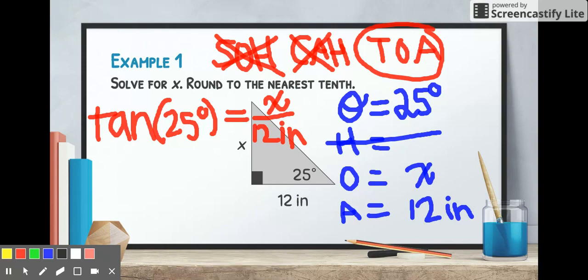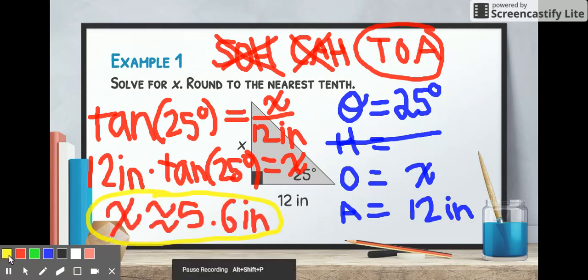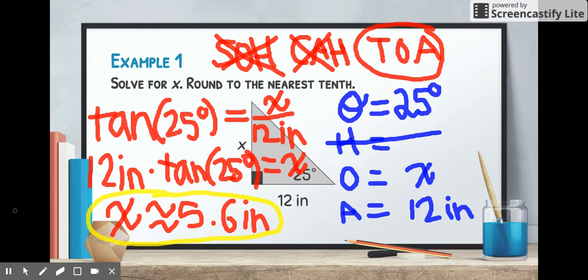So now I just need to solve for x and then type that in my calculator. When you type this in the calculator, you won't be putting in inches or the degree. You would just type 12 times tan of 25, close your parenthesis, and hit enter. And when you do that, you're going to find that x is approximately 5.6 inches. If you feel like you typed everything in correctly and got this answer, make sure you're in degree mode.